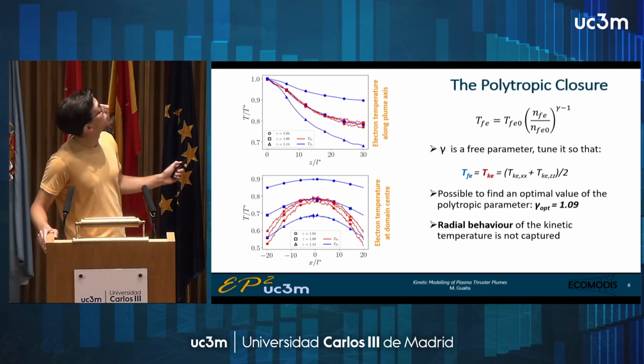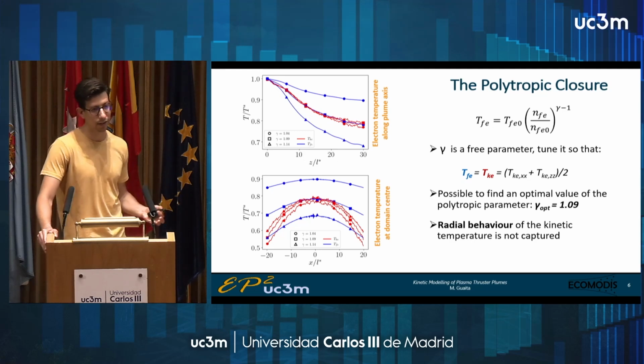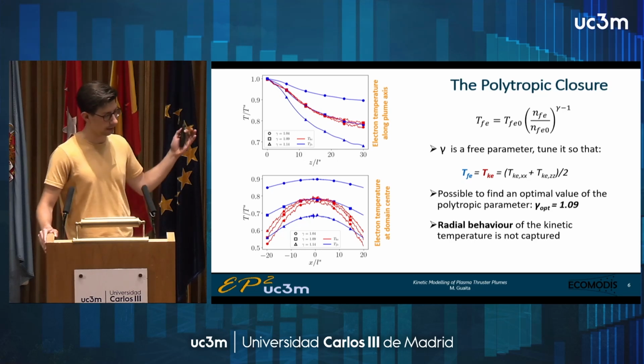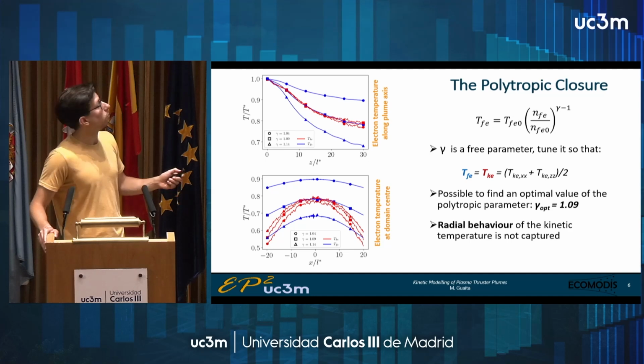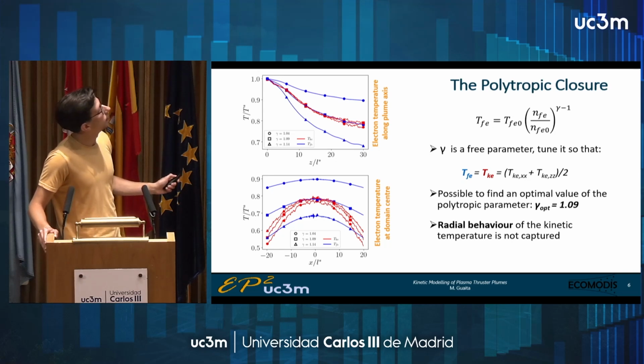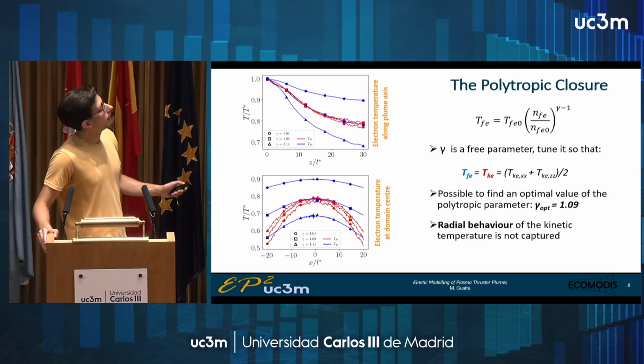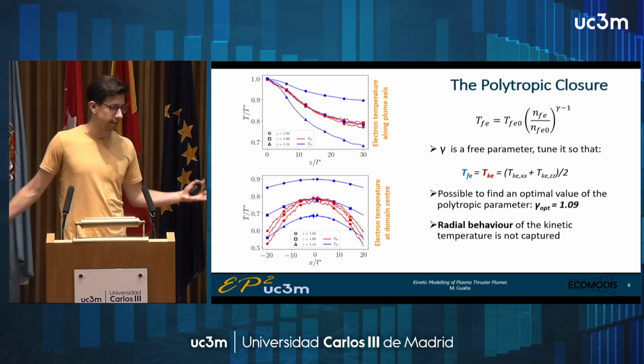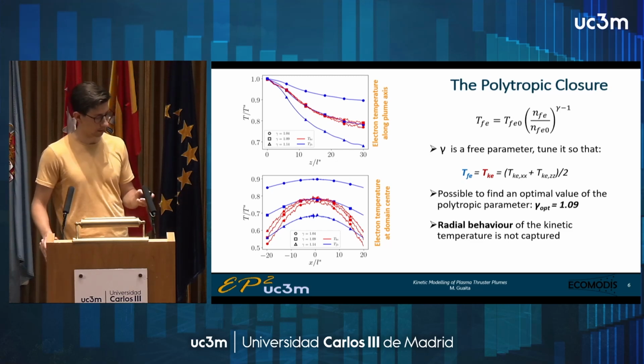And we can, let's say, search for a value of gamma that makes it so that the fluid temperature along the plume axis matches well with the kinetic electron temperature, which is the red line. Now, along the axis, we have a very nice result. It matches very well. Instead, in the lateral directions, the ideal value of gamma, which in this case is 1.09, matches well at the center. At the sides, it decays a little bit, but we will see this further.